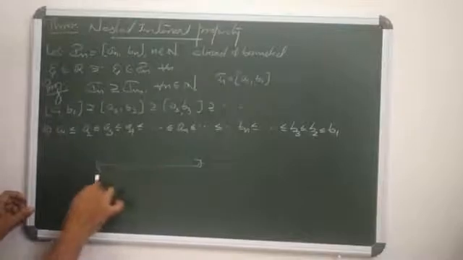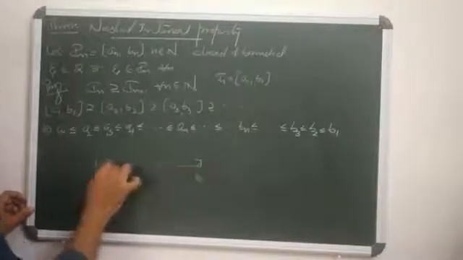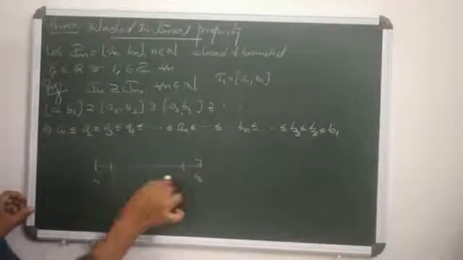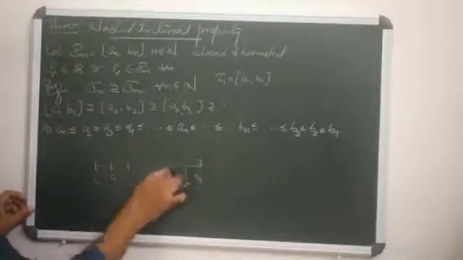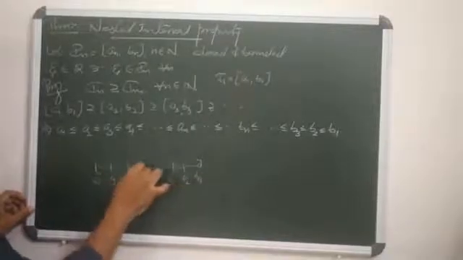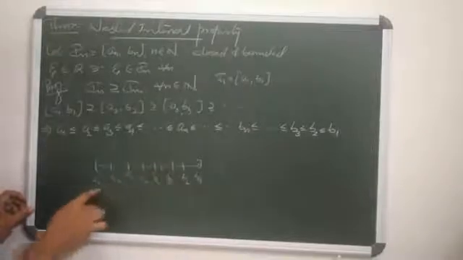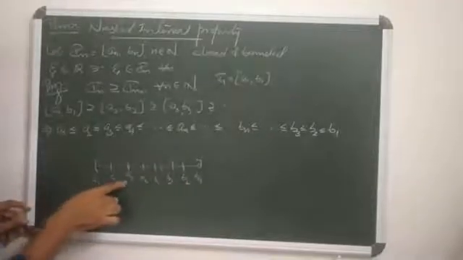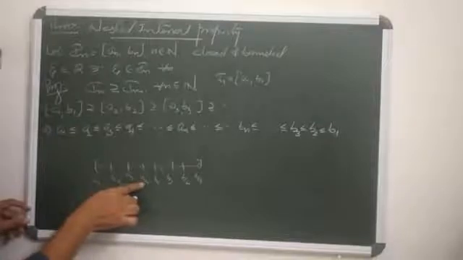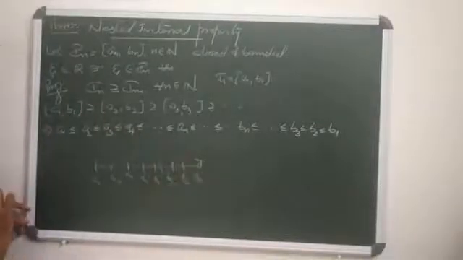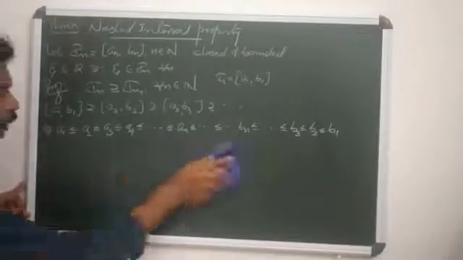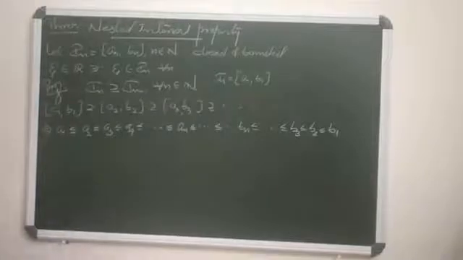This is A1, B1. So this is A2, B2. So this is A3, B3. This is A4, B4. So clearly A1 ≤ A2 ≤ A3 ≤ etc., and B3 ≤ B2 ≤ B1. Clear? Okay. So now consider this sequence.